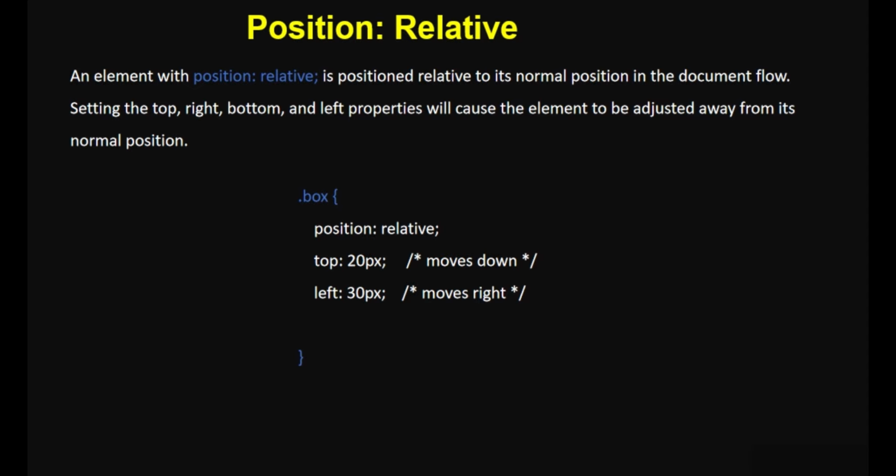Position relative. An element with position relative is positioned relative to its normal position in the document flow. Setting the top, right, bottom, and left properties will cause the element to be adjusted away from its normal position. As you can see in the example, the box will move from top 20 pixels and 30 pixels towards left from its original position.